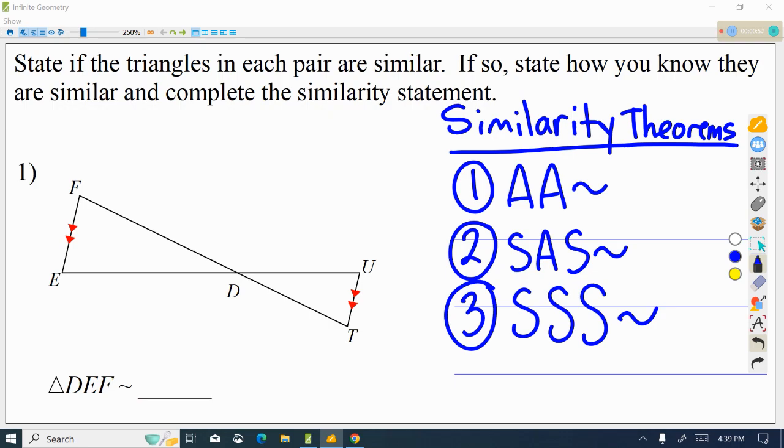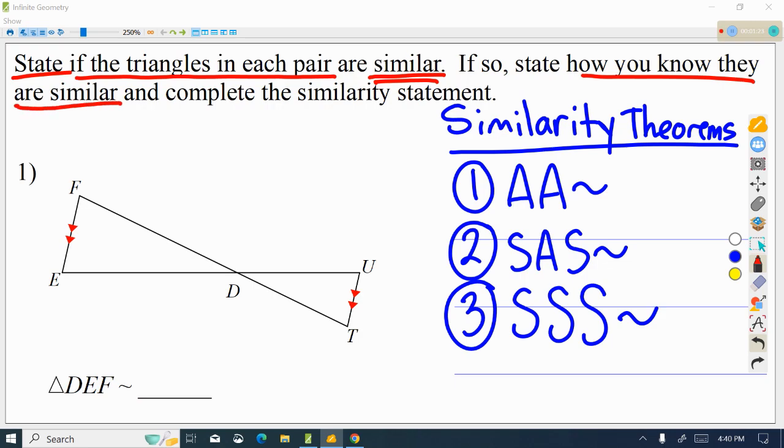One of the first things that I get you guys to do on these kind of problems is to read them and make sure you understand what the question's asking. So first of all, it's asking us to state. It wants us to make a statement about whether or not these triangles are similar. So we got to understand the definition of similarity, and we'll be talking about that. And we also want to state how we know that they are similar.